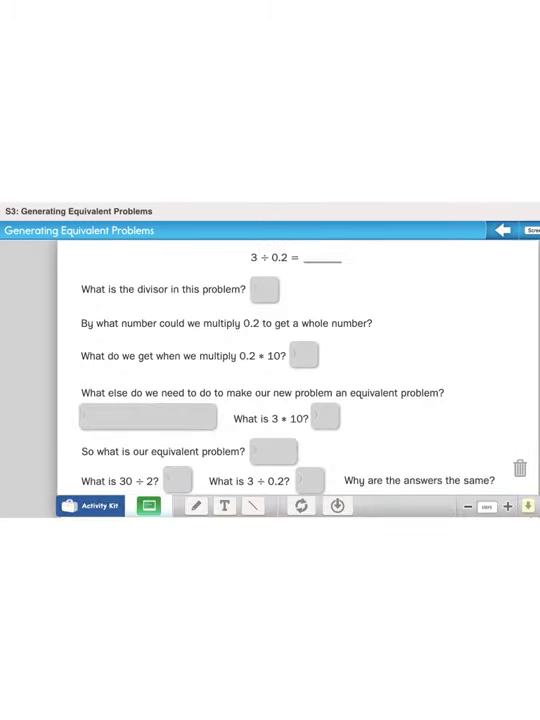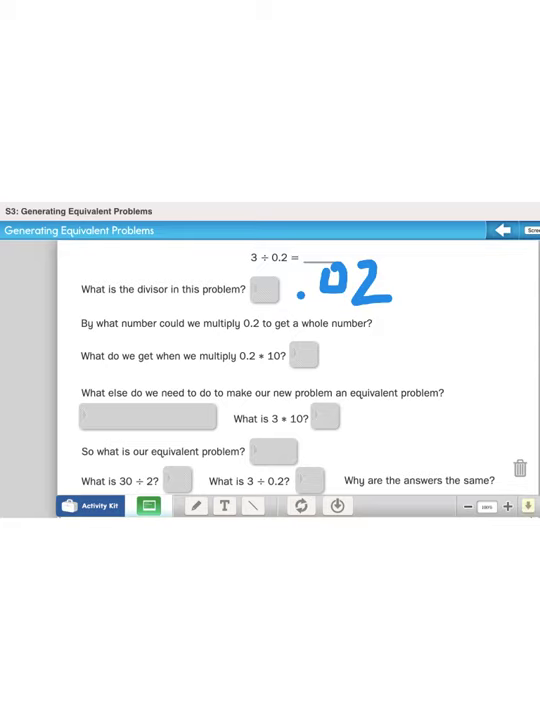Okay, we already have strategies for solving decimal division problems with whole number divisors. One way to solve problems with decimal divisors is by thinking about equivalent problems that have whole number divisors. So here you see the problem 3 divided by 2/10. So what is the divisor in this problem? Well, the divisor in this problem would be 0.2. By what number could we multiply 2/10 to get a whole number?